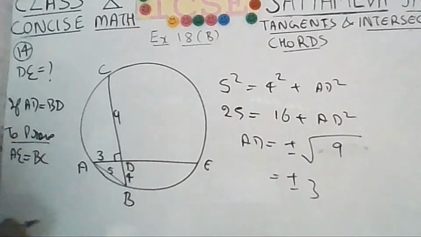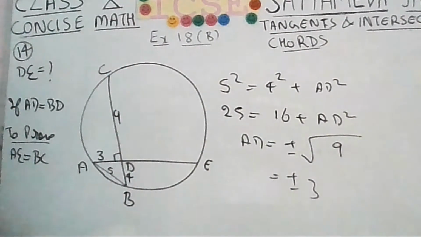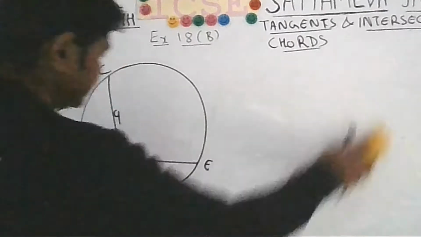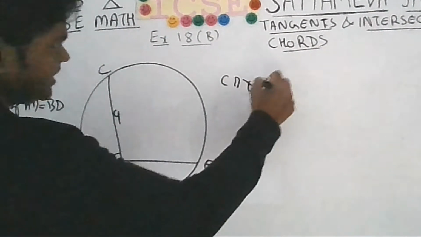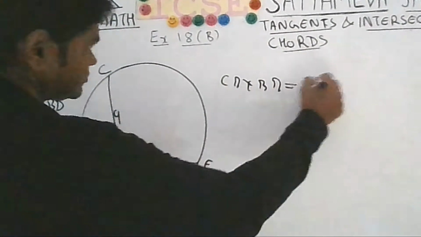We cannot take minus, so we will take the plus. Why can we not take the minus? Because length cannot be negative. So I have taken plus 3. Now you can see that you are having two chords which are intersecting each other internally at the point D. So the theorem that you have studied just now, it will be CD into BD, CD into BD, this will be equal to DE into AD.